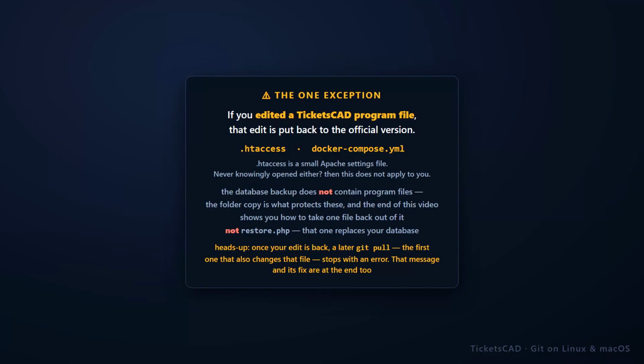If you have edited one of TicketsCAD's own program files, most commonly .htaccess, a small Apache settings file that sits in the folder, or docker-compose.yml, that edit gets put back to the official version. If you have never knowingly opened either, this does not apply to you. If you have, the folder copy from the backup step is what protects it, because a database backup cannot bring a program file back, and at the end of this video, I show you how to take that one file back out of the copy.